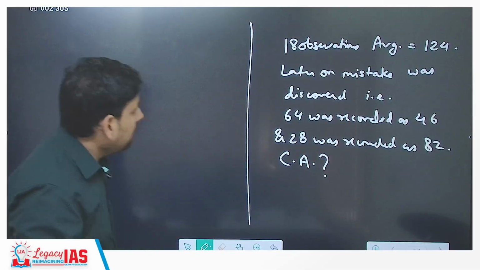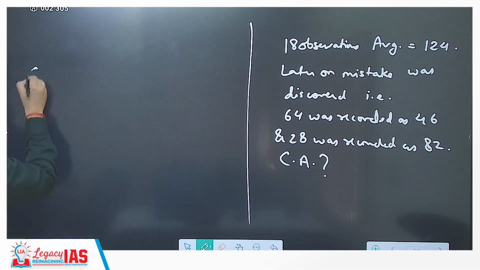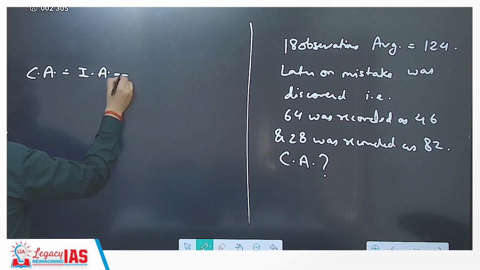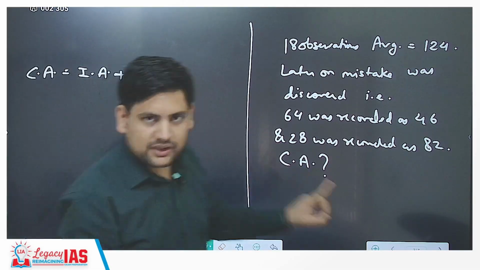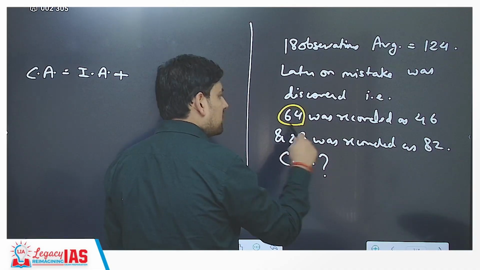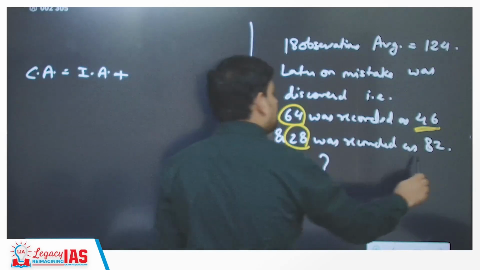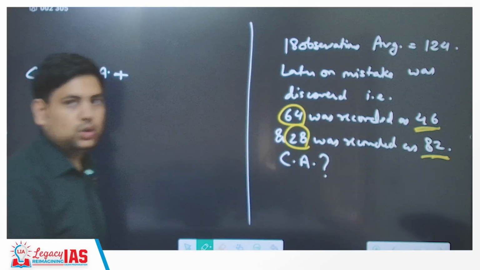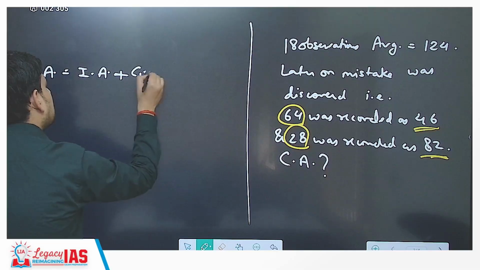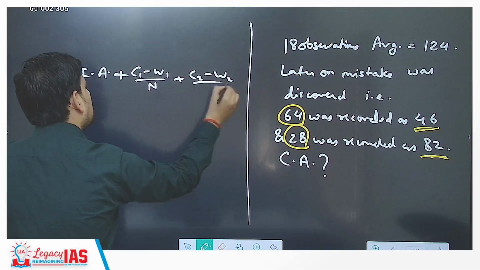Okay, how will you find? 18 observations, average is 124. Now corrected average is equal to incorrect average plus. Now you have two observations that are given incorrect. So 64 was the correct observation, but it was recorded as 46. 28 would have been the correct observation, but it was recorded as 82. Correct? Now, so you add both of them. So let's write (C1 minus W1) by N plus (C2 minus W2) by N.